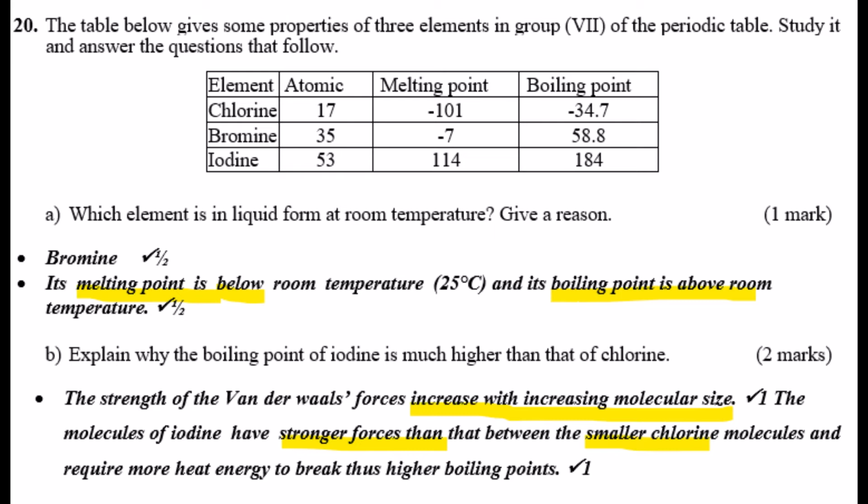Then you explain why iodine has a higher melting or boiling point. The boiling point of molecular substances is connected to the size of the molecule. And with that, iodine has larger molecules. The van der Waals forces holding the molecules together are stronger in iodine compared to chlorine. And therefore, a large amount of heat is required to break the van der Waals forces in iodine.